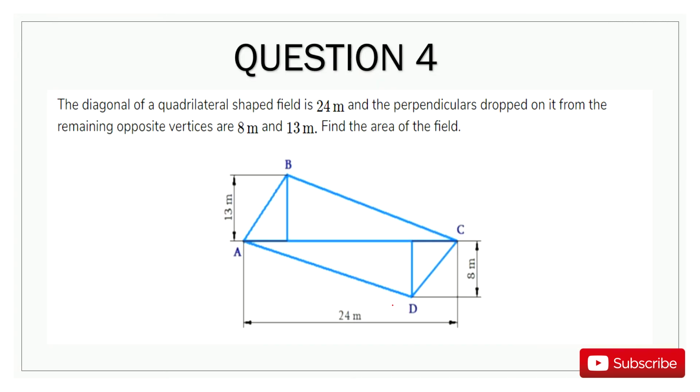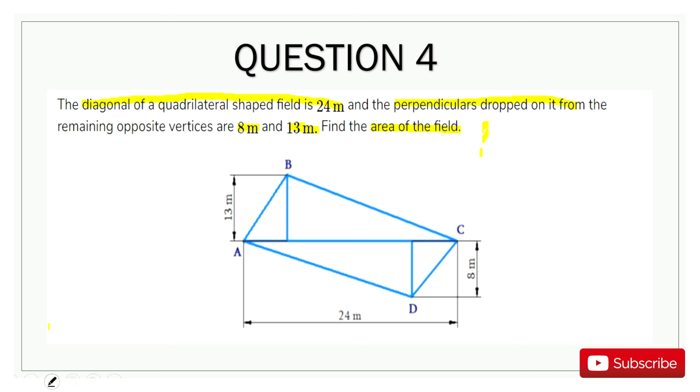Okay. Let's begin question number 4. So we have 11 questions in total. The diagonal of the quadrilateral shaped field. Now this field is in the shape of a quadrilateral, and the length of the diagonal is given as 24 meters, and the perpendiculars dropped from opposite sides are 8 meters and 13 meters. They are asking you to find the area of the field.